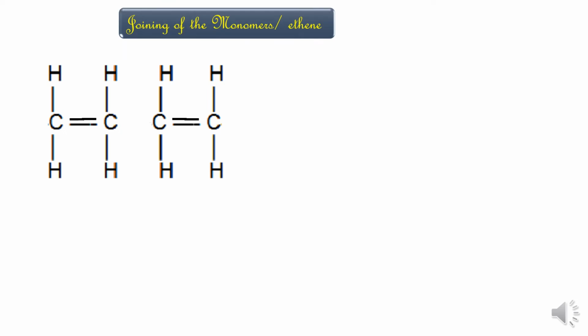And now we see how the monomers join in addition polymers. Look, the double bond breaks down to form a single bond and the broken bond spreads around the carbon-carbon bond. And the same thing happens to the other molecule. And then two molecules join together to give a bigger single molecule.